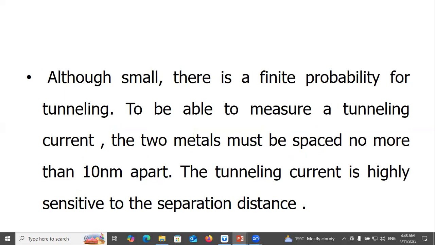Although small, there is a finite probability for tunneling. To be able to measure a tunneling current, the two metals must be spaced no more than 10 nanometers apart. The tunneling current is highly sensitive to the separation distance.